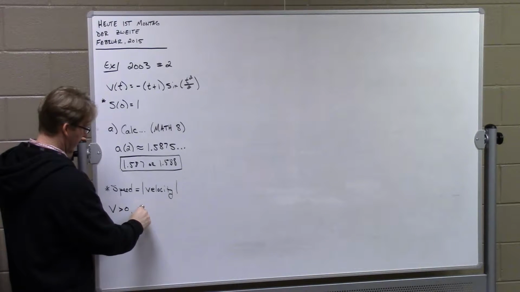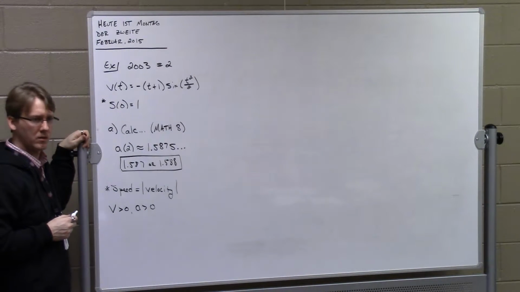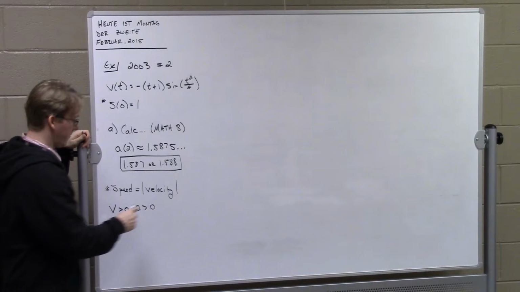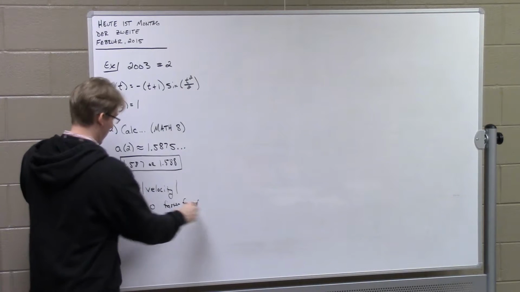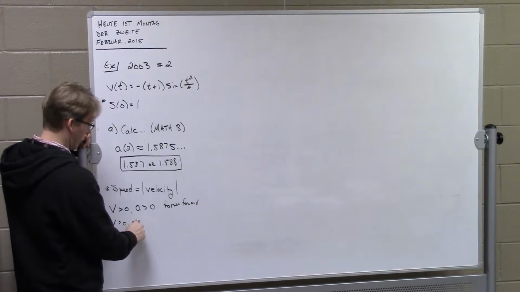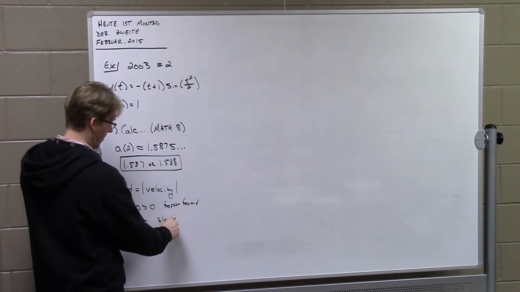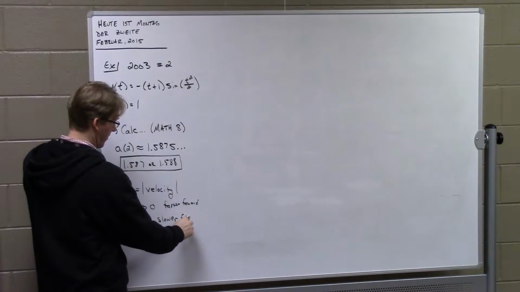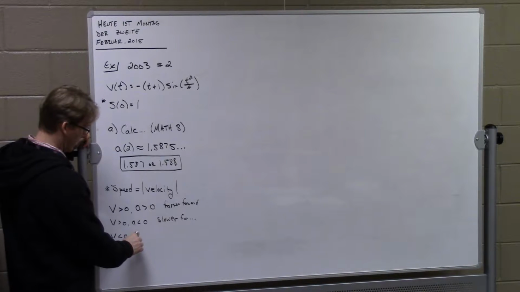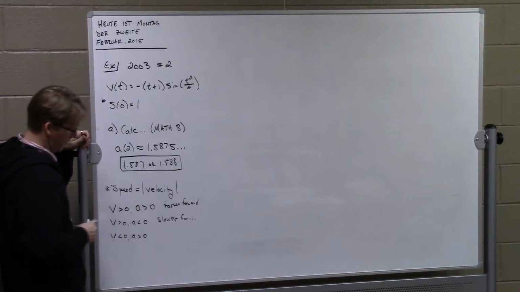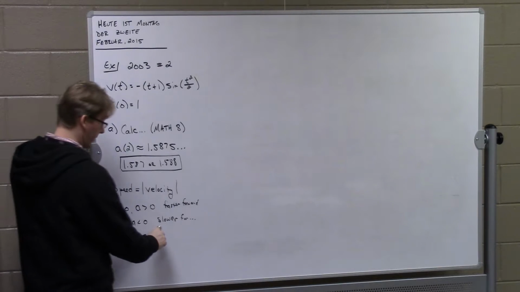Velocity positive, acceleration positive. What's my car doing? It's getting faster forward. Velocity positive, acceleration negative: slowing down, going forward, slower forward. Okay, velocity negative, acceleration positive: faster backwards, or down. Slower backwards.